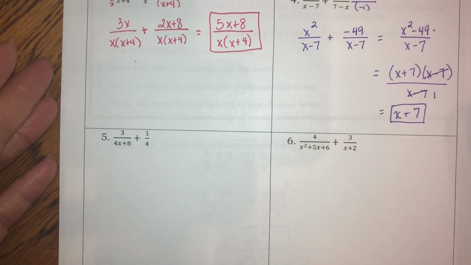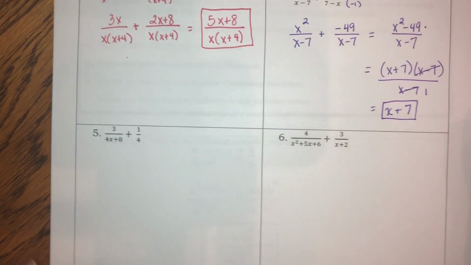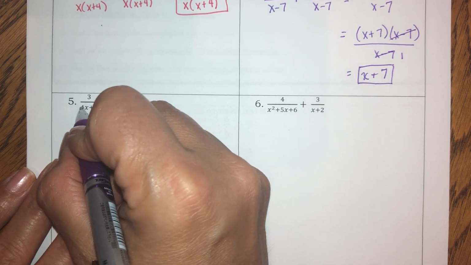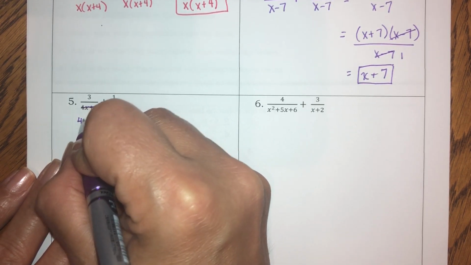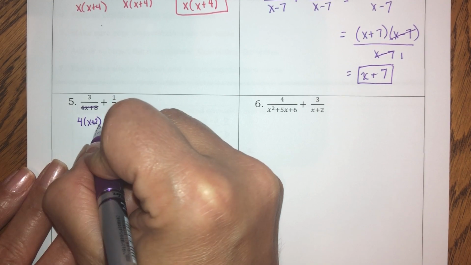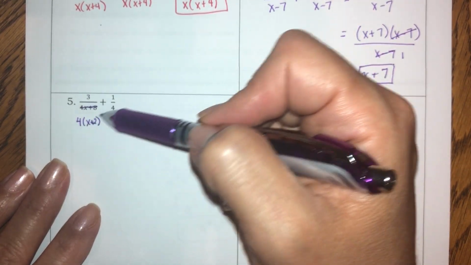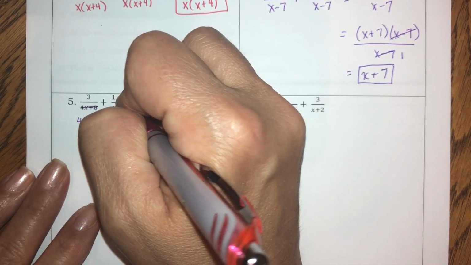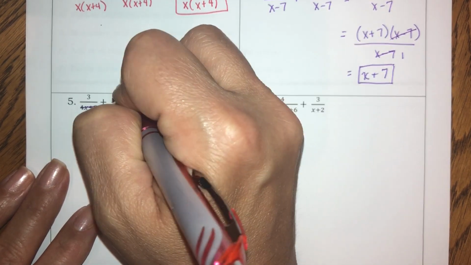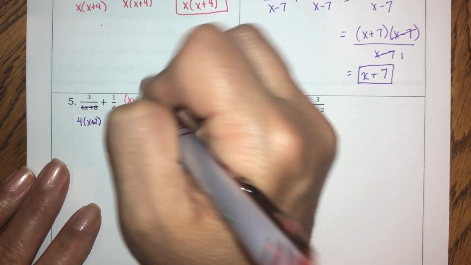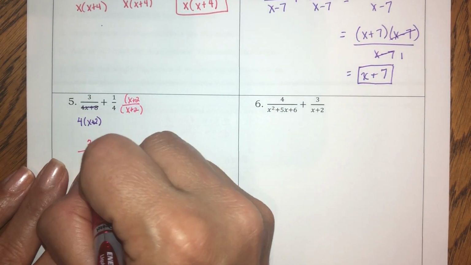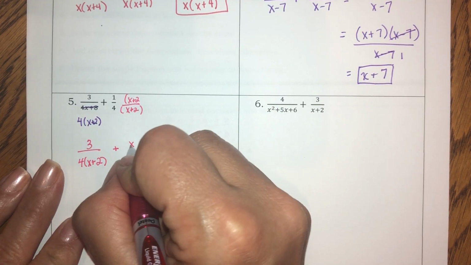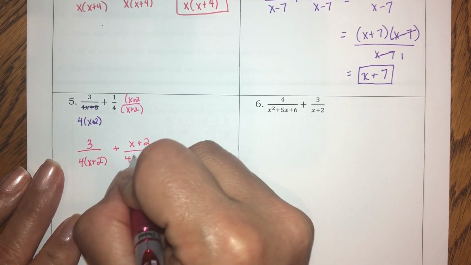All right, we are getting down to the last 2 problems here. On number 5, the first fraction here, this bottom can be factored, right? If GCF of 4, you'd be left with x plus 2. Lovely. So they both have a 4 on the bottom, but this fraction needs the x plus 2 that the first fraction has. So I'm going to multiply by x plus 2 on top and on bottom. That will allow me to now have 3 over 4 times x plus 2 that I'm adding to x plus 2 over 4 times x plus 2.